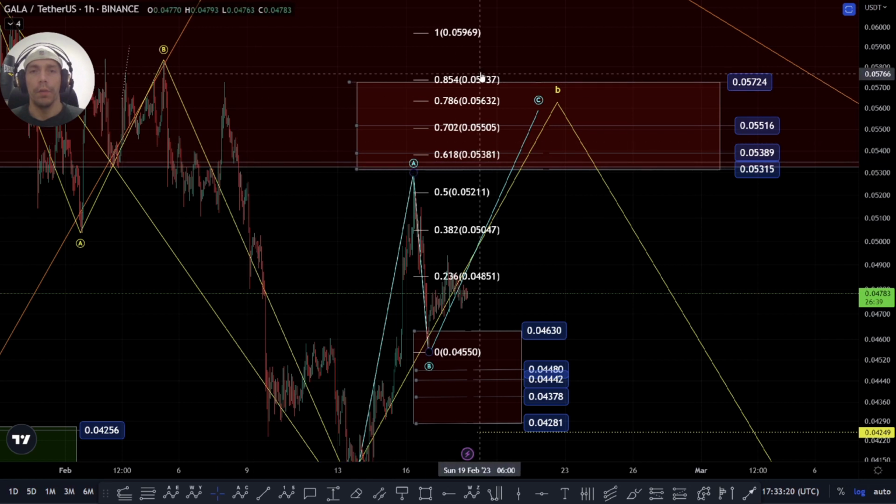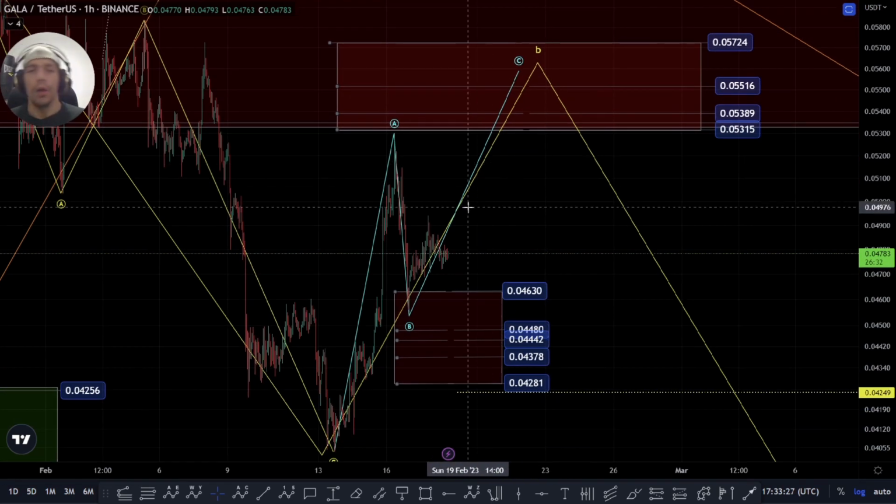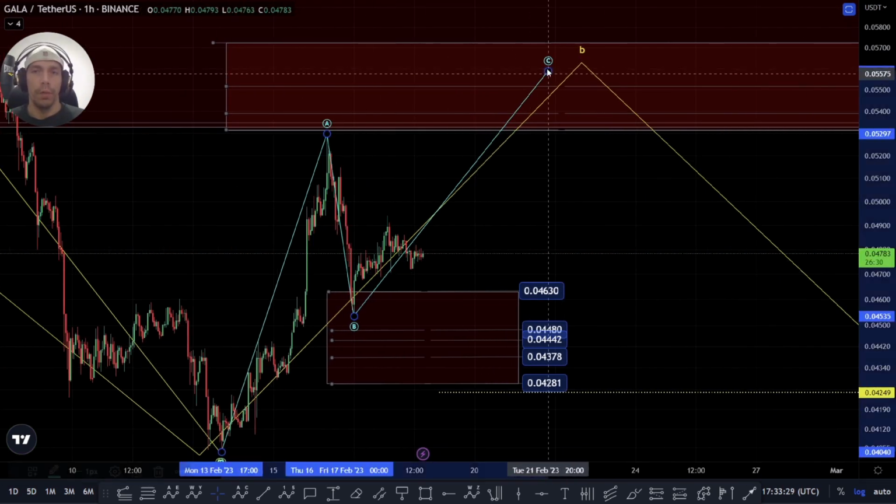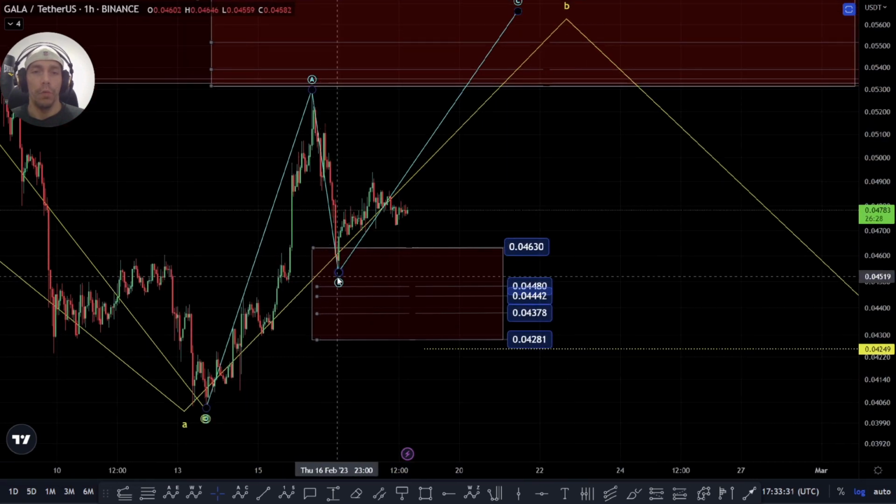So if it fails here, it could mean that it's leading to a sell-off. So it'd be an interesting area to watch out on. Okay, so basically that's if looking for that sell-off, for that move directly up.